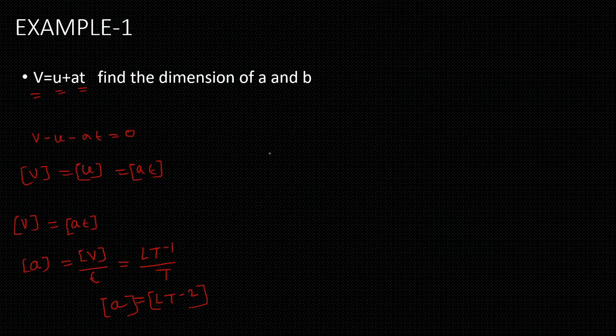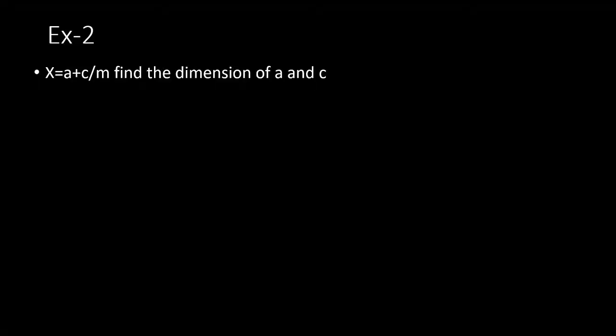Clear? So from the equation we have to find out the dimension of A and the dimension of B, but only A we can find out, B cannot be found because in the question B is not given. So the dimension of A will be LT to the power minus 2. I hope it is clear to all of you. So now we have the next one.